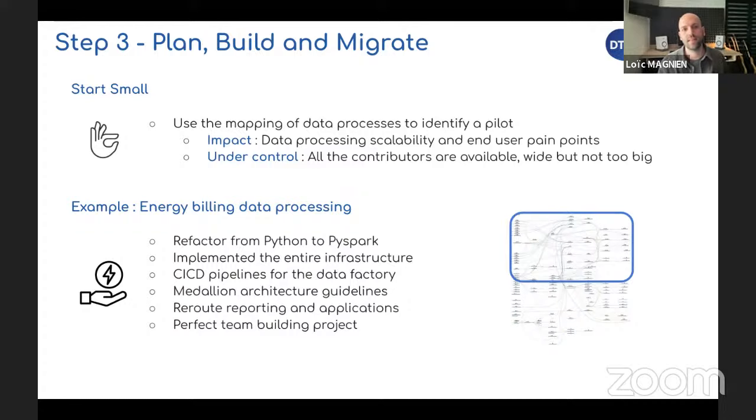And do something that has an impact in terms of scalability improvement plus user pain points that you are going to address, and that is under control, like you have contributors available to work on it, plus it's wide but not too big, like you are not going to take 6 months to do it, but maybe 3 months, 2 months, a month, just to show the value and prove your architecture.